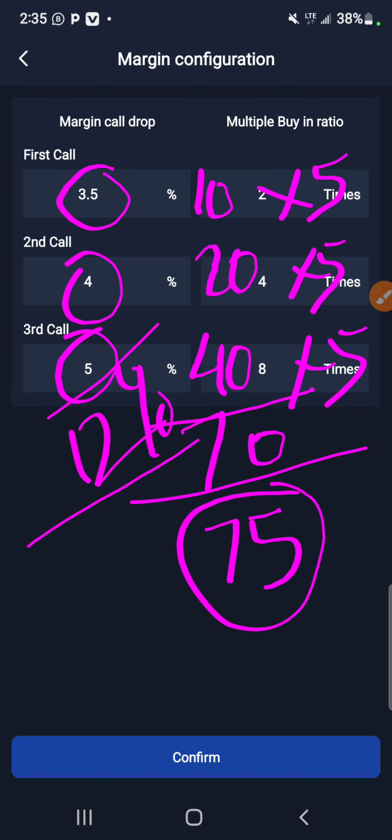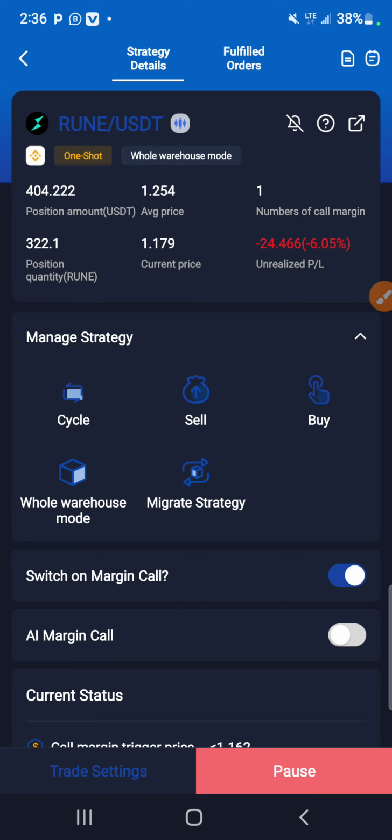Therefore, for example, let me show you. Now, when you look at this coin, it is in negative 6.